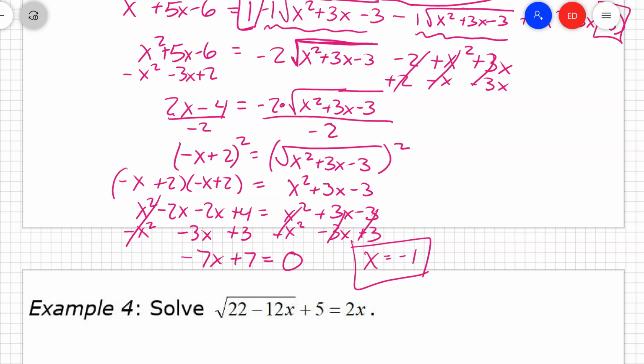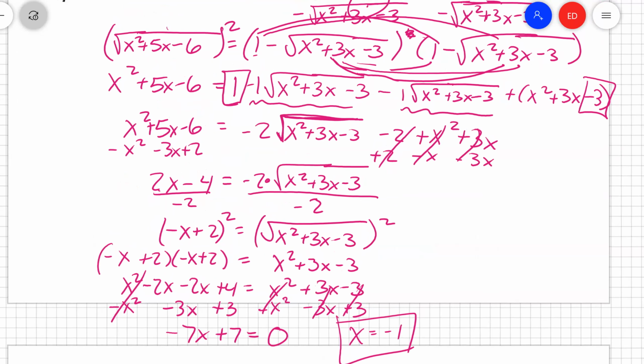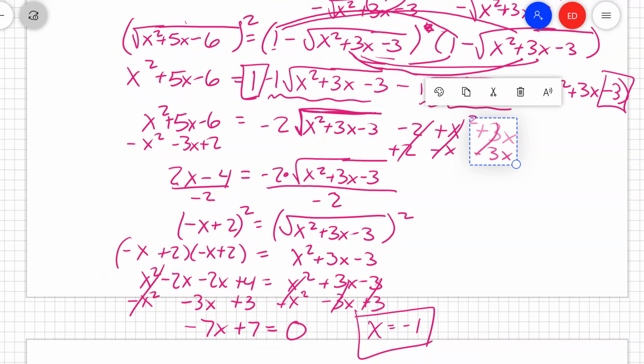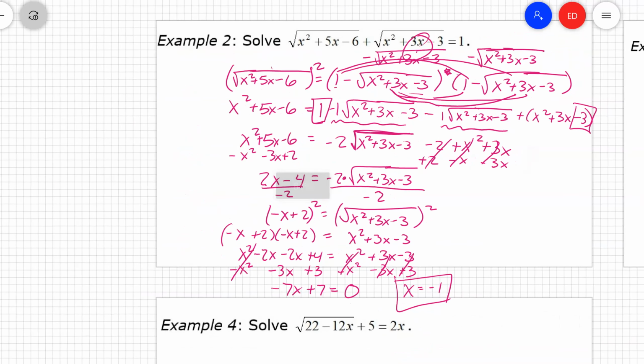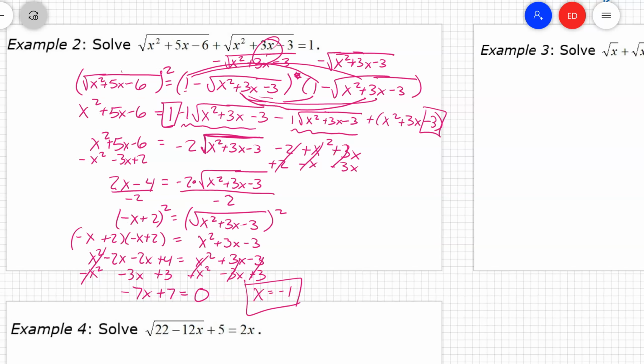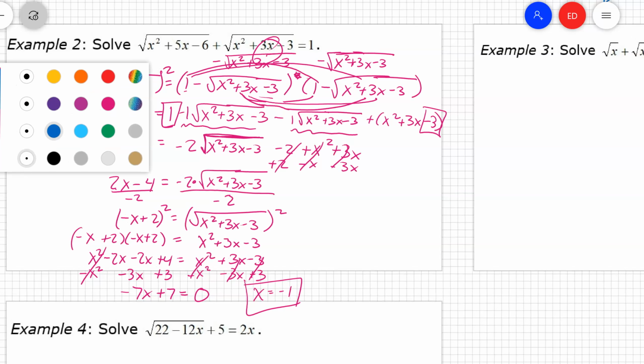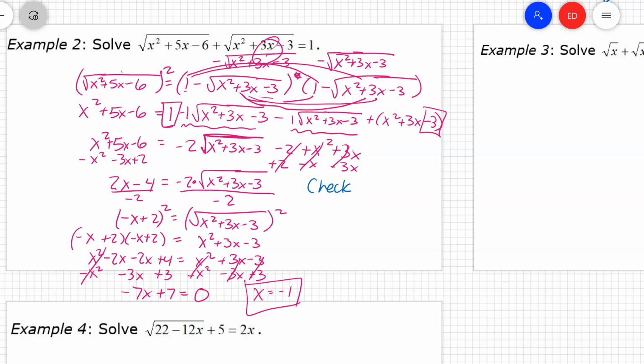Okay, still not done. We need to double check that the answer will work in our equation. I'm going to zoom out just a touch. I'm going to use a different color because you are going to check. I'm going to substitute it into the original equation. So we have 1 squared plus 5 times 1 minus 6 plus 1 squared plus 3 times 1 minus 3.